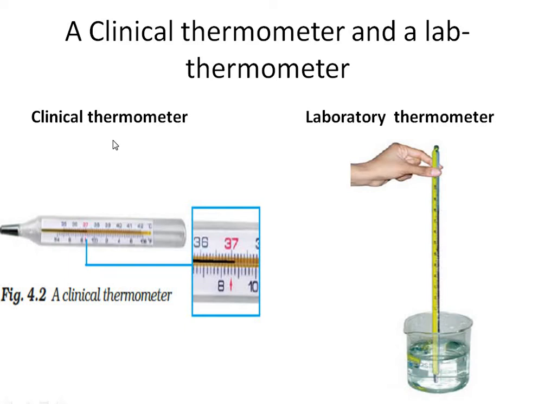The thermometer which is used to measure the body temperature is a clinical thermometer. A clinical thermometer, because it is used in a clinic. Now we keep it at home also, but usually it is used in a clinic. So it is called a clinical thermometer. It is also called a doctor's thermometer because doctors use it. So, a clinical thermometer, and next one is a laboratory thermometer.